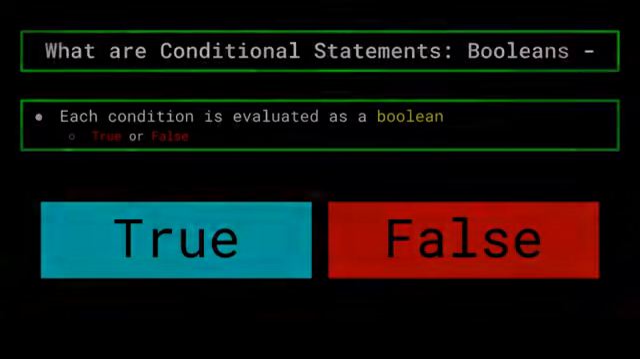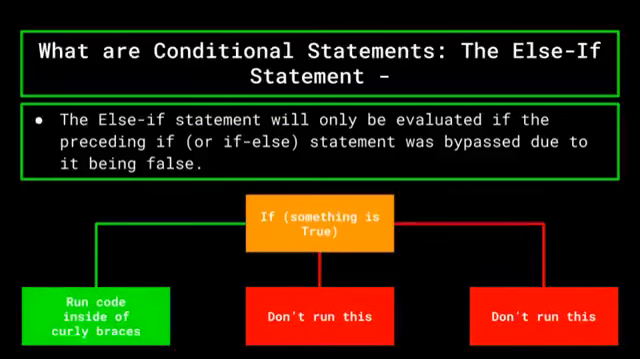The if statement comes with two more additional statements that can go with it, else if and else. Else if is a conditional statement used directly after an if statement and carries out mainly the same function as an if statement. However, the else if statement will only be evaluated if the preceding if or the preceding else if statement is bypassed due to its condition being false.